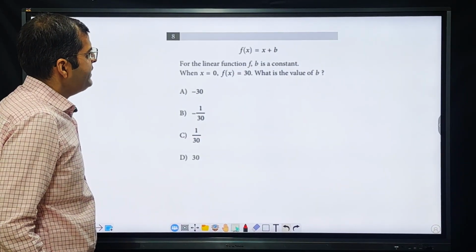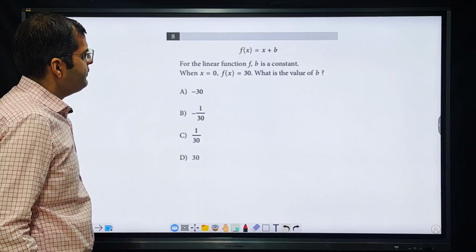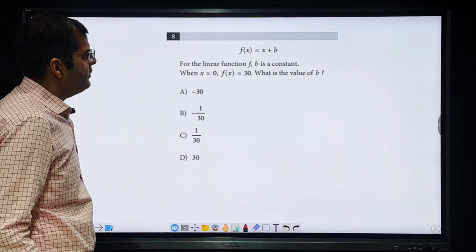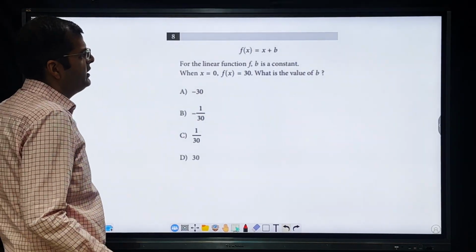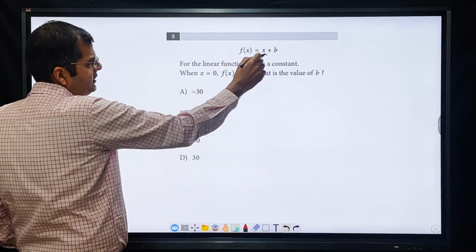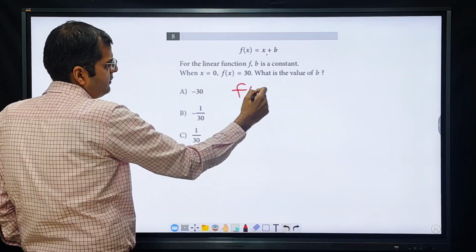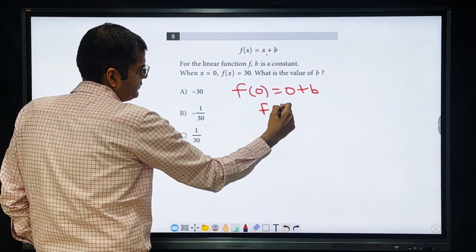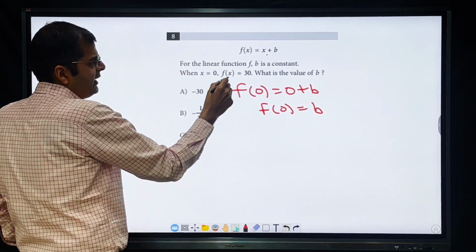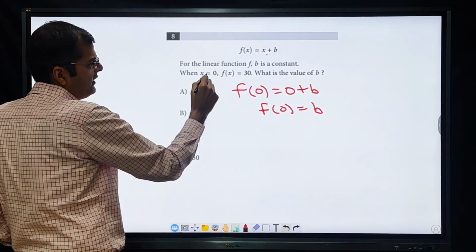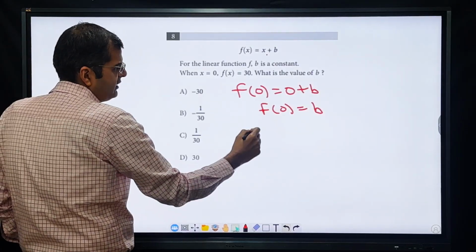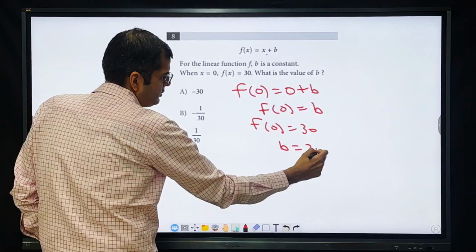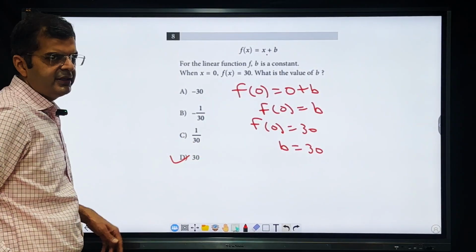Now it says f of x is equal to x plus b. For the linear function f, b is a constant. When x is equal to 0, f of x is 30. What is the value of b? So when x is equal to 0, I put x equal to 0 here. What I get? F of 0 is equal to 0 plus b. That means f of 0 is equal to b. And f of 0 is what? 30, because when x equal to 0, f of x is 30. So that means b is equal to 30. So answer option D, 30 is correct.